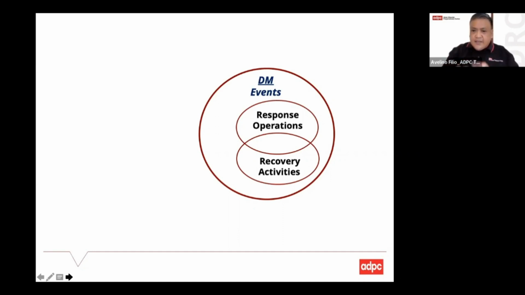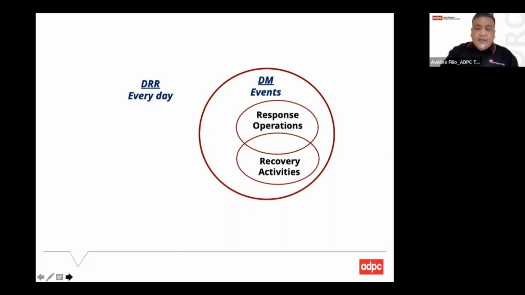Now, why is there an overlap in circles? Because there's also what you call early recovery activities. In fact, part of some responses like food for work and cleaning debris, while it's a response operation, in essence is also an early recovery activity. So there's a certain level of overlap in there.